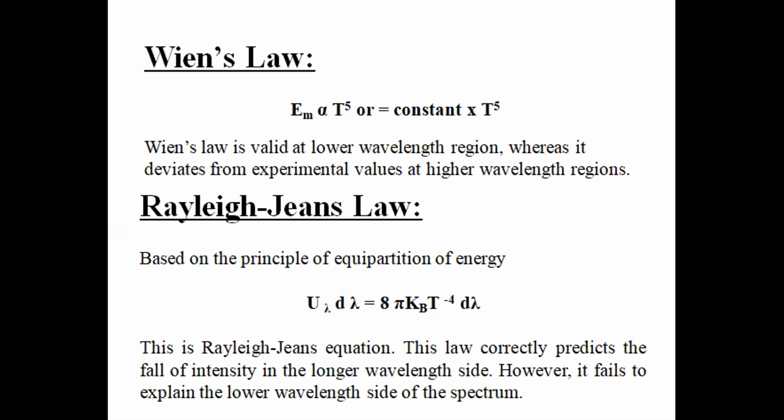Next, Rayleigh is another scientist who gave an empirical relation to explain black body radiation. The relation is U lambda d lambda equals 8 pi kB T lambda power minus 4 d lambda. This equation could explain the fall in intensity on the longer wavelength side. However, it fails to explain the lower wavelength side of the spectrum. So Wien's law works at the lower wavelength side, whereas Rayleigh's law explains the other side.